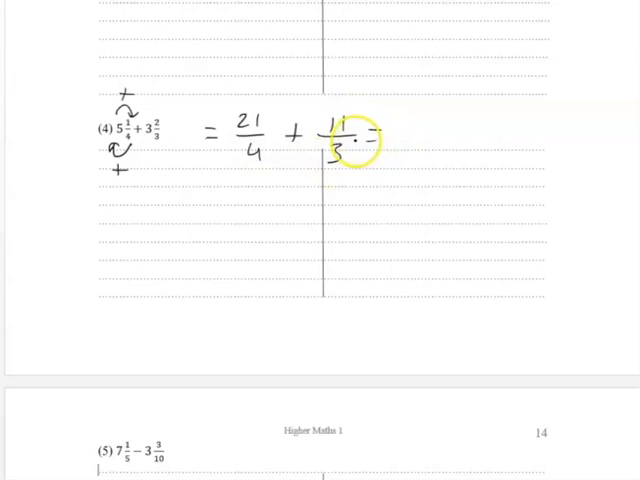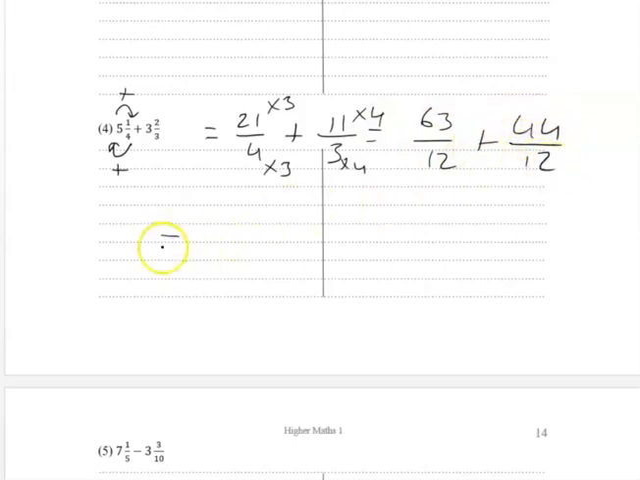Now the LCM of 4 and 3 is going to be 12. So you times this by 3, times the numerator by 3, times the denominator by 4, times the numerator by 4. So we're going to get 63 over 12 plus 44 over 12. When you add them up, we're going to get 107 over 12. Now 12 goes into 107 how many times? 8 times. Our remainder is going to be 11, and our denominator stays the same as 12.